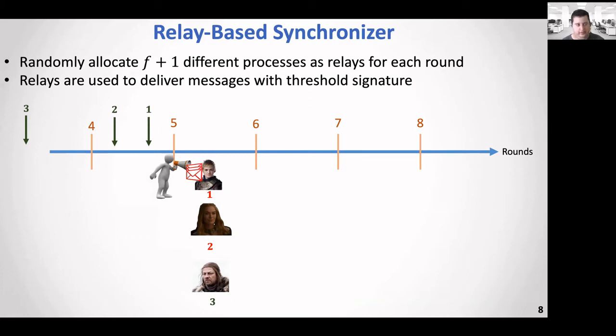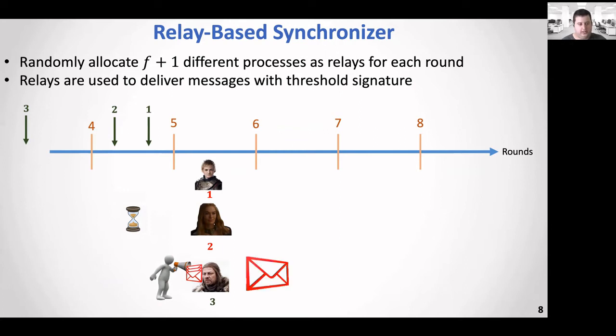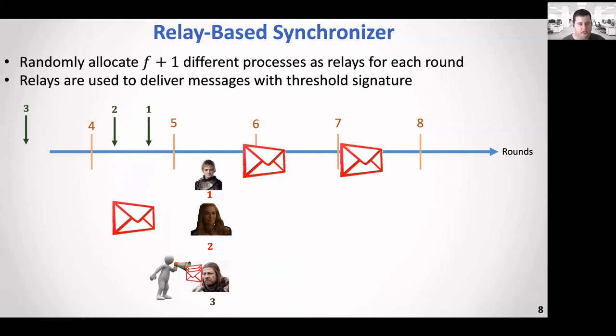After GST, if the relay is correct, we can expect a response in a timely manner because we know that there is an upper bound for message delivery. If the relay doesn't respond to us in a timely manner, we move to the next relay. Again, we start measuring time to see when the relay should respond to us. And if we time out, we continue to the third relay. Now, once a correct relay is reached and the relay receives enough messages, it can take those messages, turn them into a threshold signature, and send them to all the processes in the system.